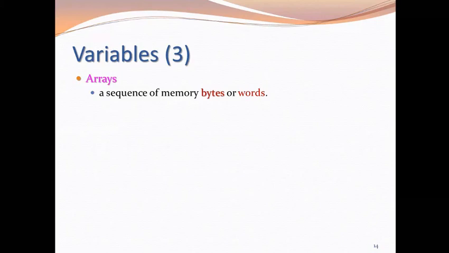Okay, array type. You see, that's why they are saying a sequence of memory bytes. We can also declare array type variables in assembly. And what does it mean? Array means it is nothing but a sequence of memory you are going to use by declaring the array type variable. Let's have a look. This is an array type variable, a byte array type variable.